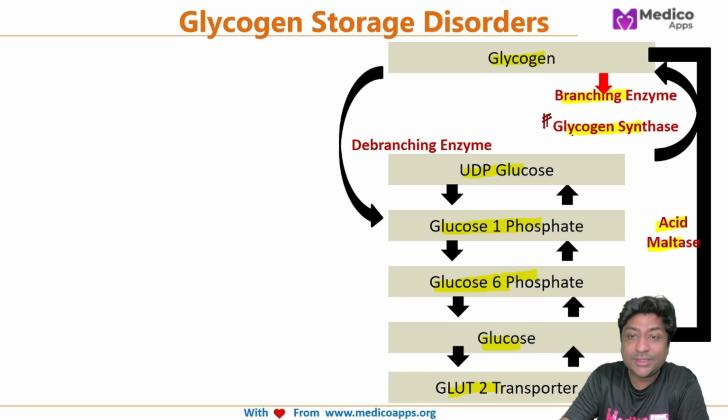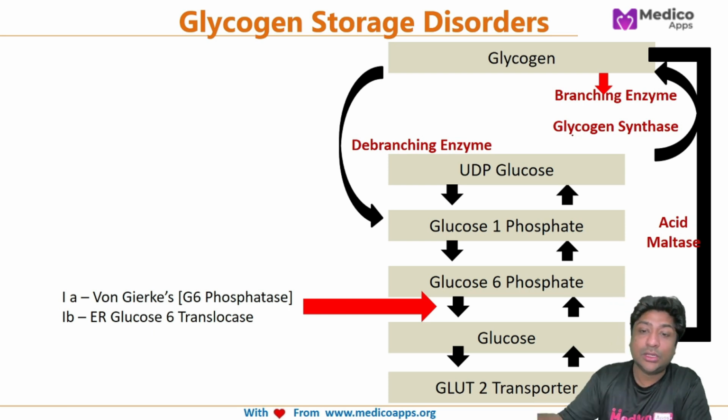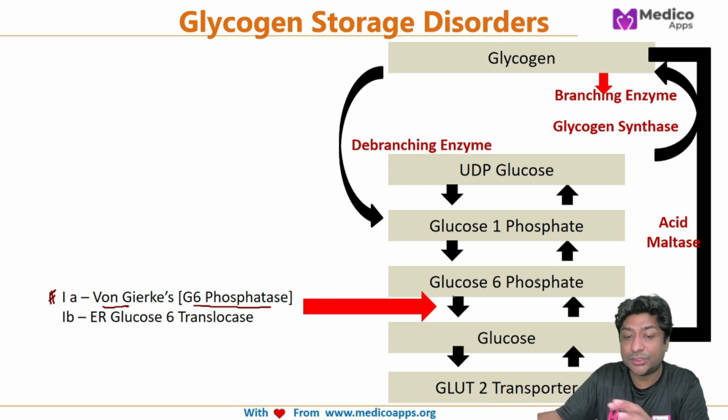Okay. Now, having said that, let's look at the first true glycogen storage disorder, where an increased amount of glycogen will be stored. That is called von Gierke's disease, or type 1A. In this, glucose 6 phosphatase will be absent. This glucose 6 phosphatase was important for conversion of glucose 6 phosphate into glucose. Now because this conversion is inhibited, there will be an increased amount of glucose 6 phosphate.